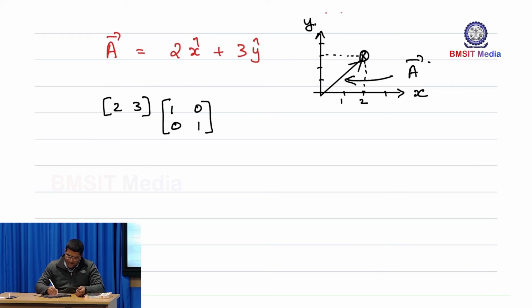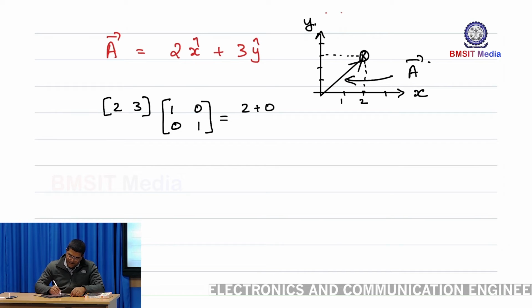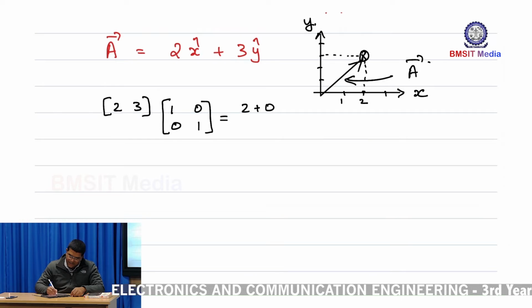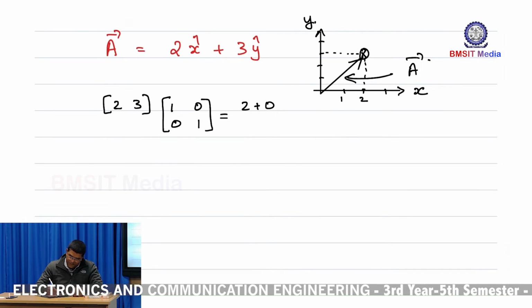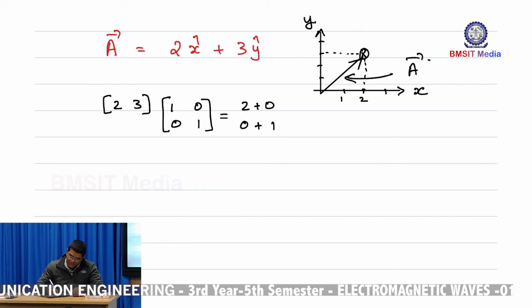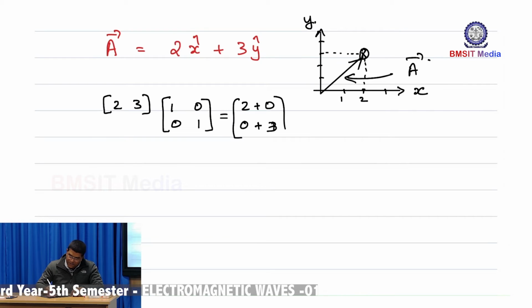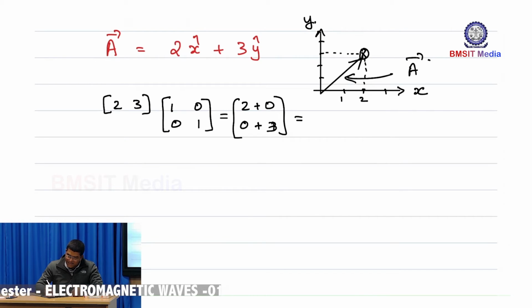So what happens in this case is 2 into 1, that is 2, plus 3 into 0, that is 0, and then 3 into 1, 3, 3 into 0, 0, plus 3 into 1, 1. So when you do the matrix multiplication, you are naturally getting the same values, right? That's what we are getting.